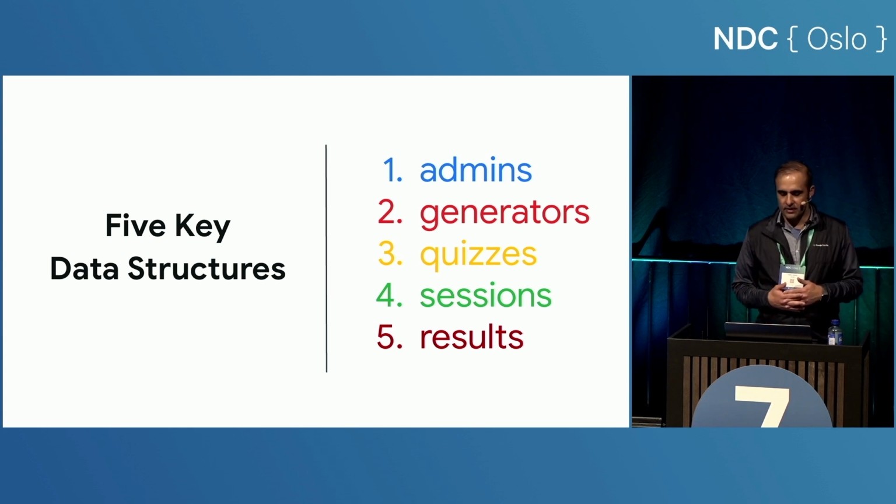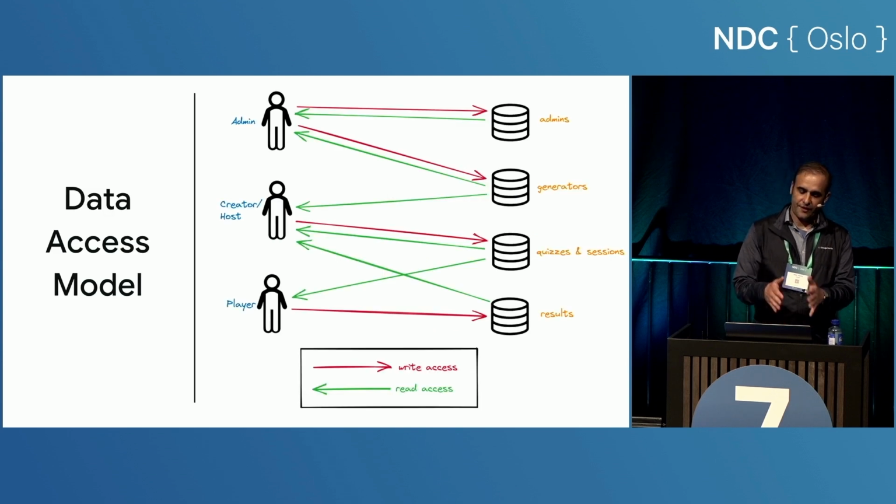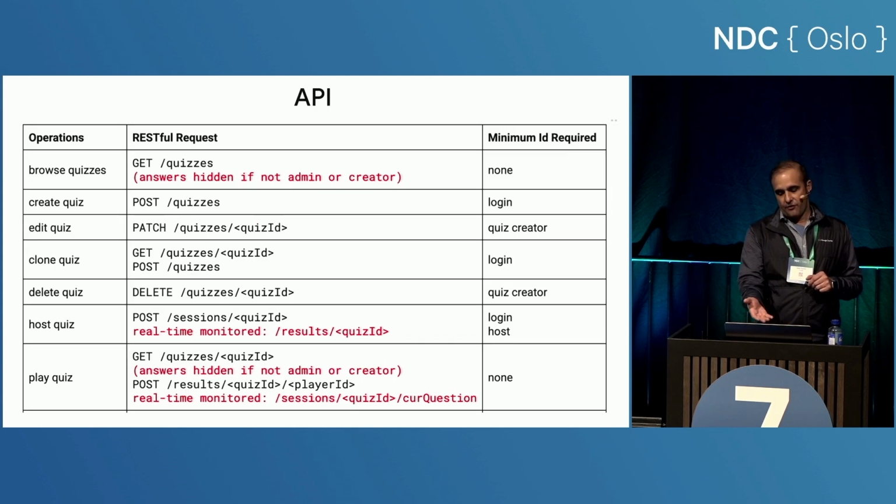Then we have the typical data structures, like admins and generators and quizzes and sessions and results. We have 4 key personas: the admin, the creator, the host, and the player. And then different personas have access to different Firestore databases. So this is what they can do in terms of read and write. I won't go through it in too much detail, but just to give you an overview of what they can do and where. And then from here, we have the typical API that you expect, like getting the quizzes, creating the quizzes, deleting the quizzes, starting a game, things like that.